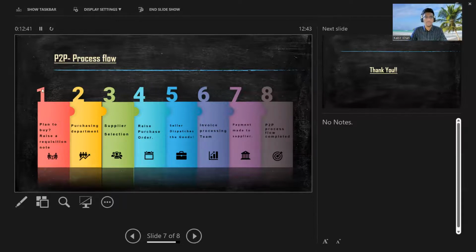So this is how the P2P process works. Again, I'll repeat: first thing, we will raise the requisition. This requisition note will be sent to the purchasing department. The purchasing department, based on the requisition, will find suitable suppliers. And once they find the best supplier in the market, they will raise the purchase order.